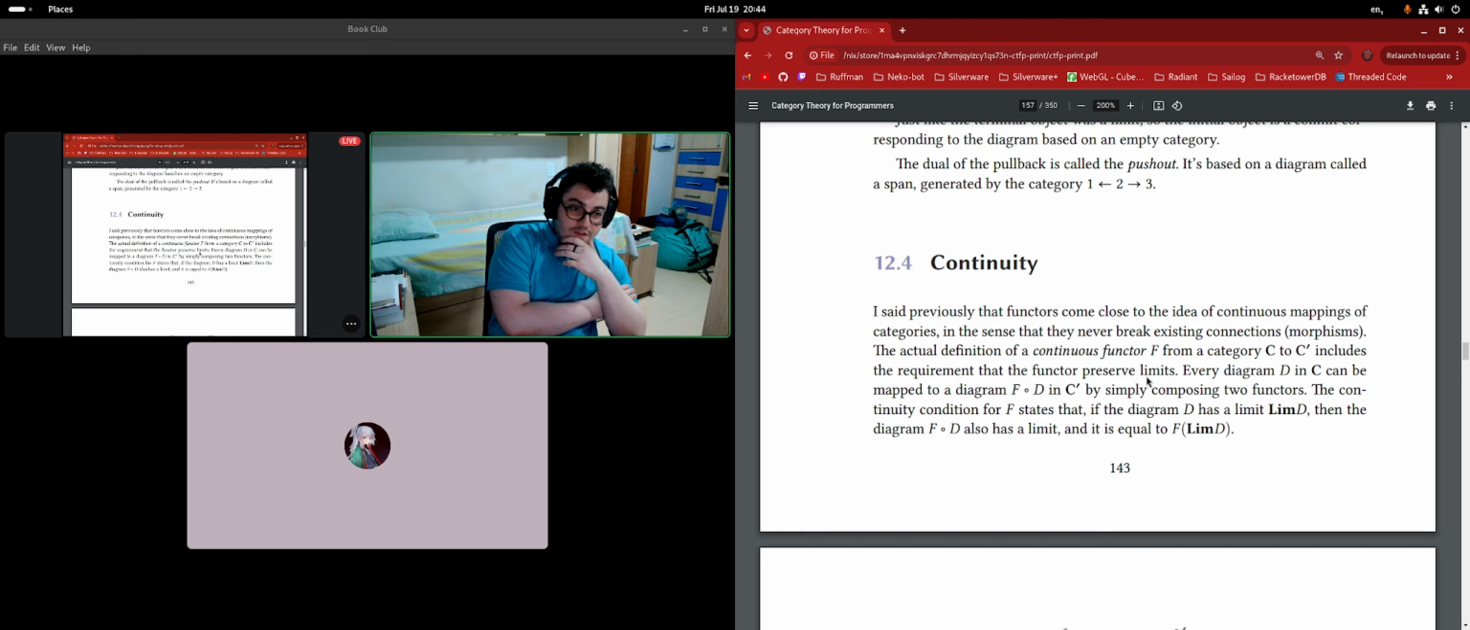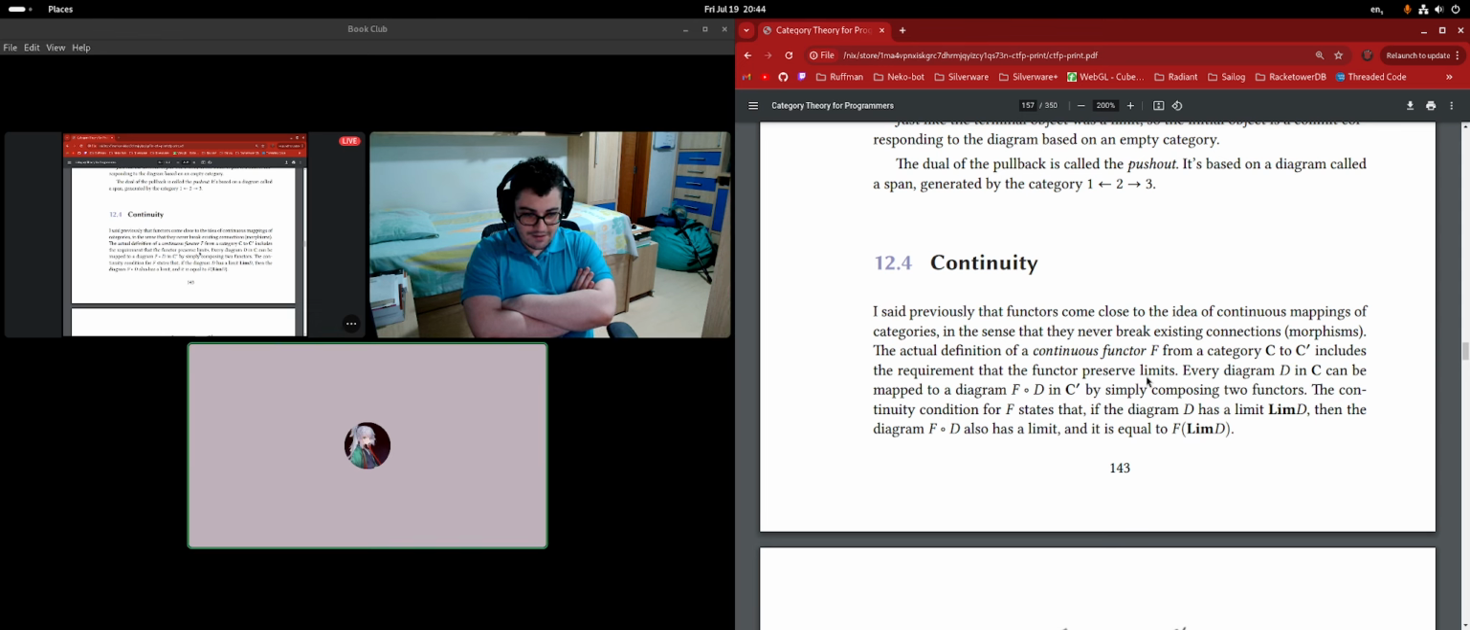So I said previously that functors come close to the idea of continuous mappings of categories in the sense that they never break existing connections. So now we're gonna define what is a continuous functor, which is the one that preserves limits. Yes, not just connections, but also limits. Every diagram D in C can be mapped to a diagram by applying the functor, simply composing two functors. The continuity condition for F states that if the diagram D has a limit, lim D, then the functor also has a limit which is equal to applying the functor to the limit.